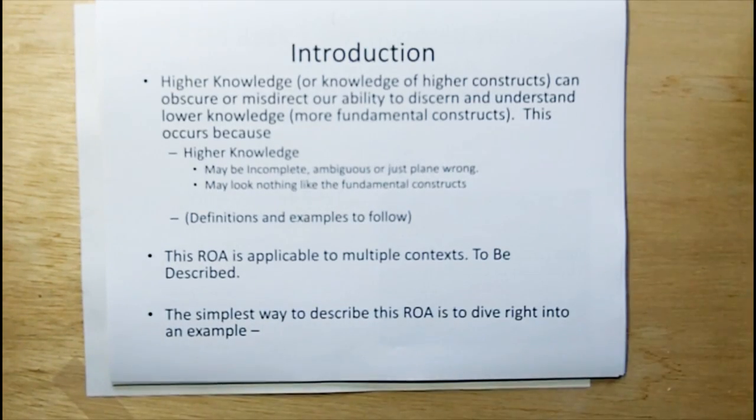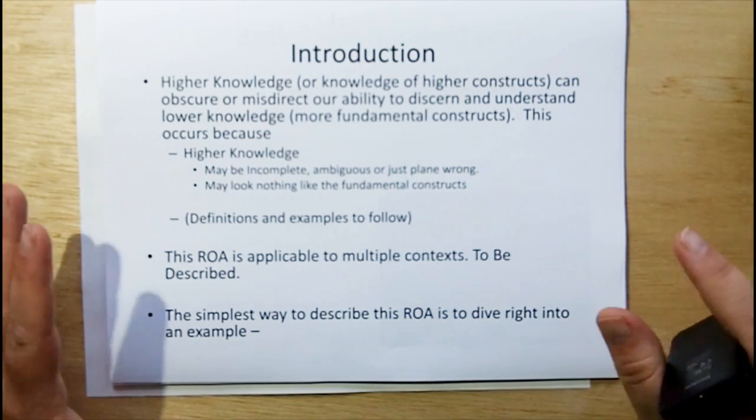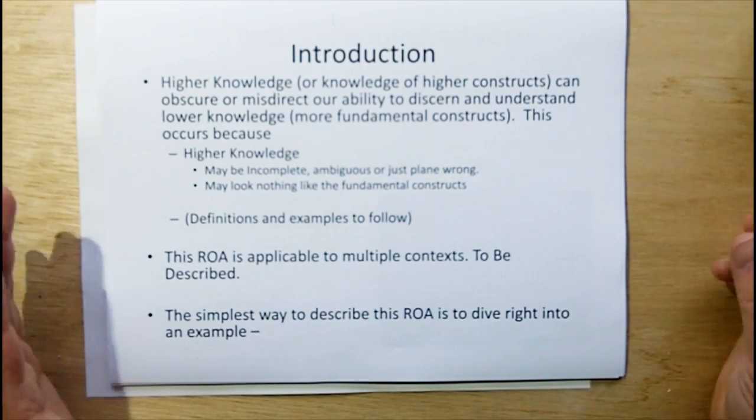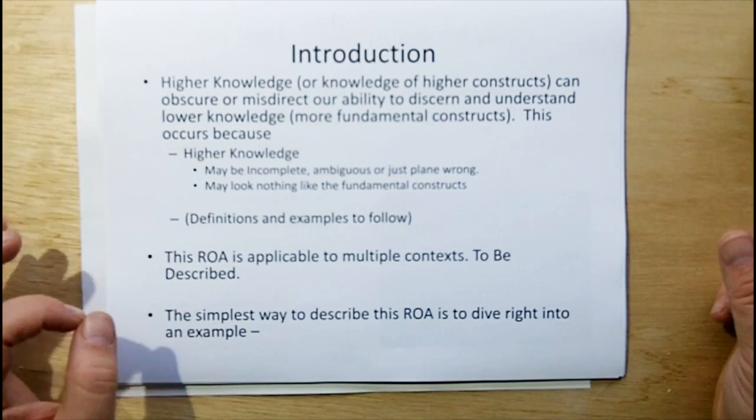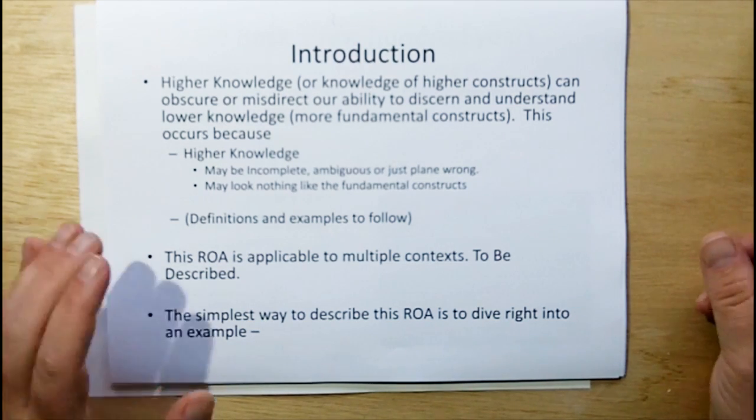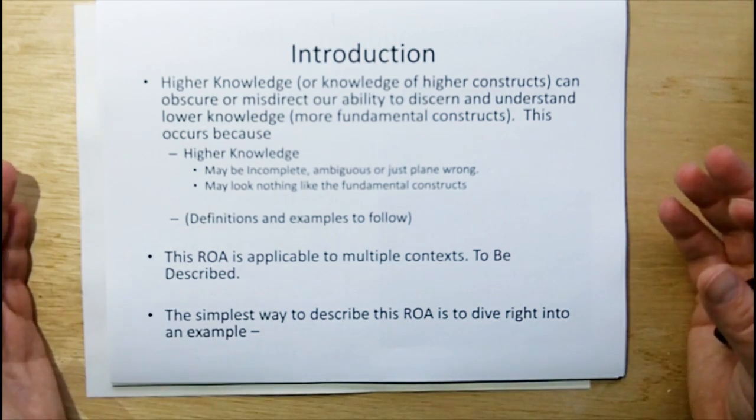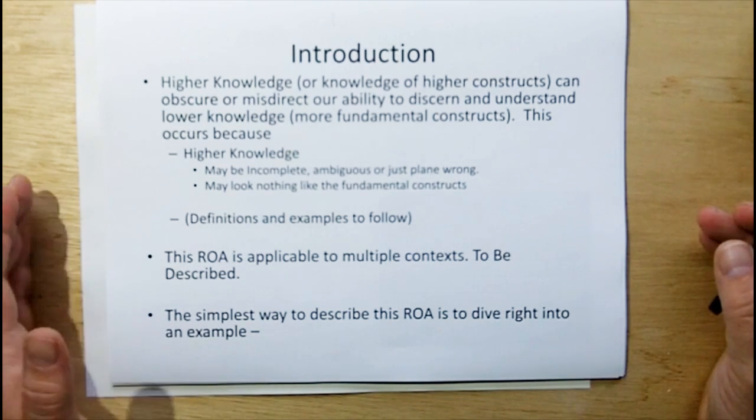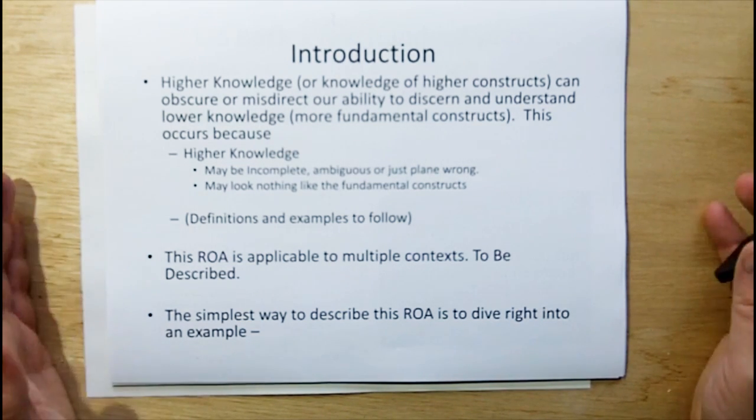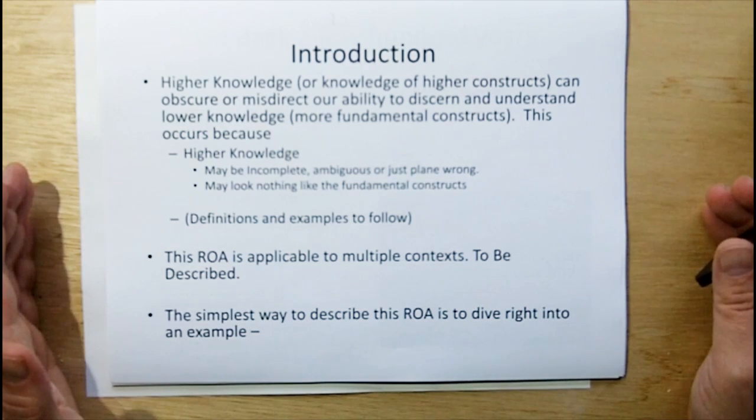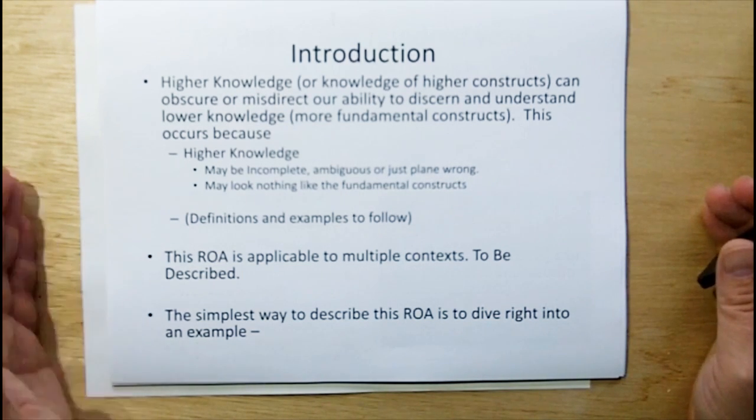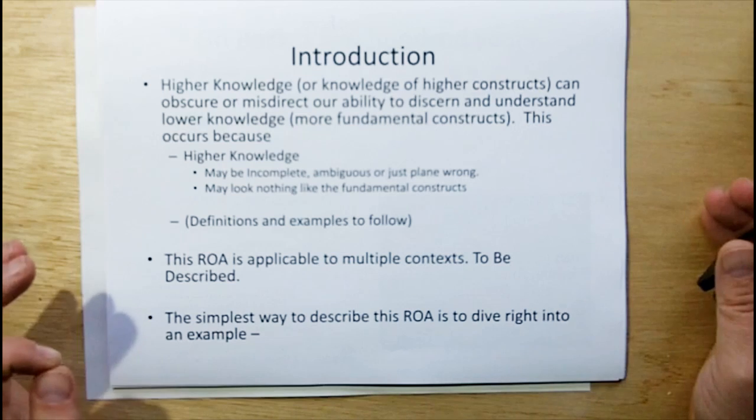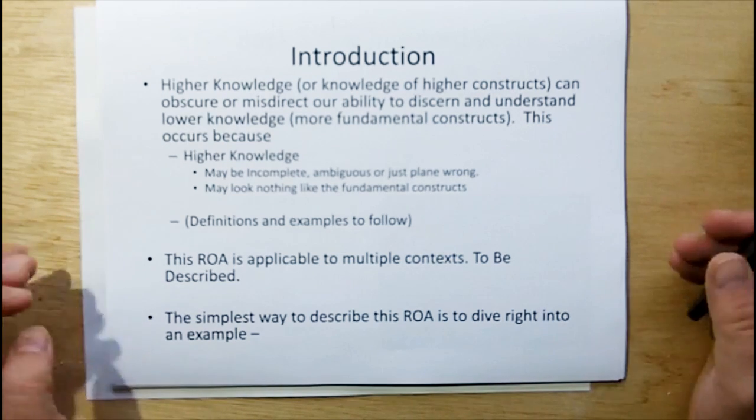So higher knowledge, or knowledge of higher constructs, and we'll define all this in a second, can obscure or misdirect our ability to discern and understand lower knowledge. In other words, more fundamental constructs. And again, we'll define all that. This occurs because higher knowledge may be incomplete, ambiguous, or just plain wrong, and it may look nothing like the fundamental constructs which construct it. This rule of acquisition is applicable to multiple contexts, and we'll describe those.